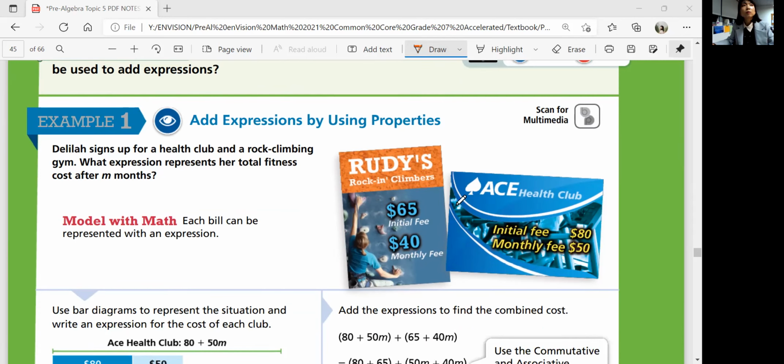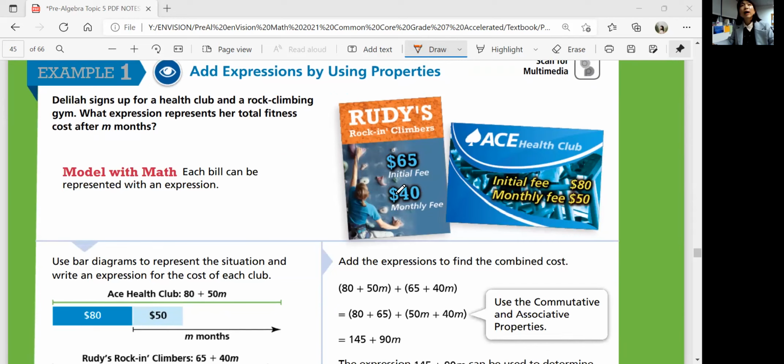Rudy's Climbers has an initial fee of $65 and a $40 monthly fee. Ace Health Club has an initial fee of $80 and a $50 monthly fee. So she's going to both, and she's paying for both every month. That's a lot of money, actually. But what represents the total pay that she's paying every month?